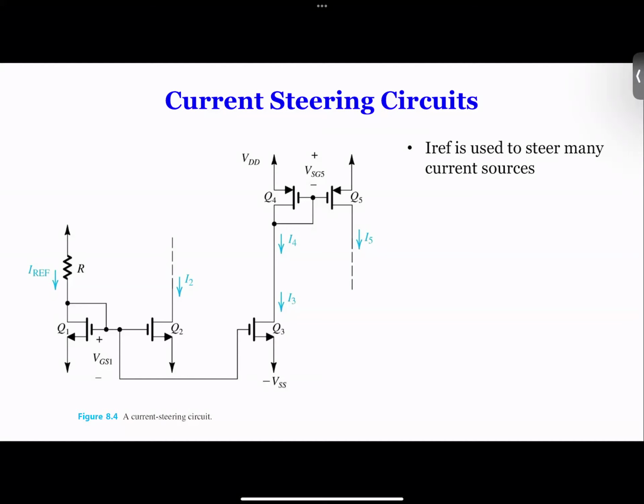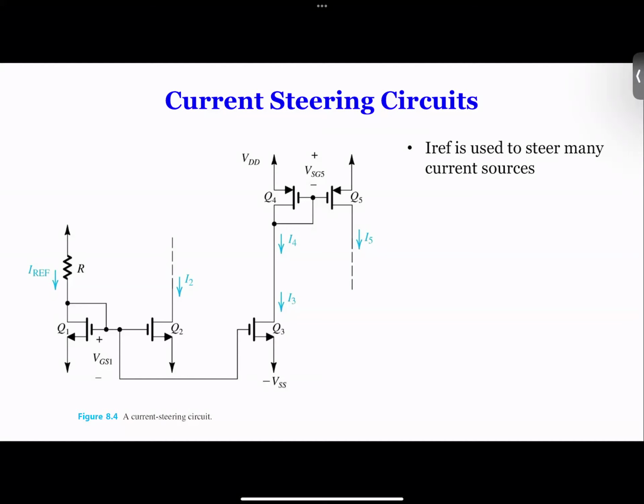Well, if they have the same channel width and length, what happens to this current? It's going to be the same, because you see, they share the gate and the ground, which means VGS is the same, which means they will have the same current. So I3 and I2 are going to be the same. Of course, if the channel width is not the same, you can easily calculate how much I3 is going to be. Okay, now I'm going to connect this one here.